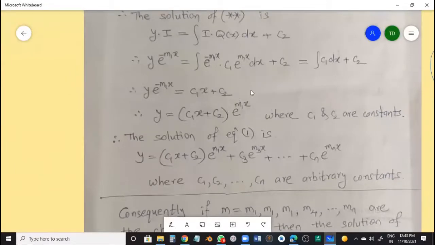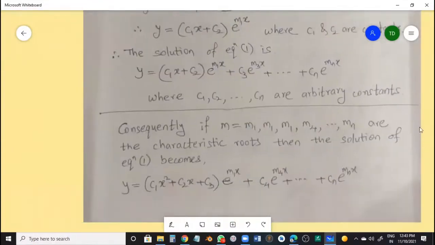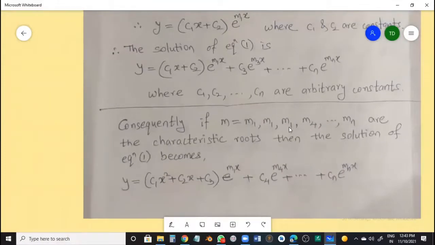If m1 is repeating twice, I get a polynomial with two terms times e raised to m1x. If it repeats thrice, here I have shown m1, m1, m1 thrice, then it becomes (c1x square plus c2x plus c3) times e raised to m1x plus the remaining terms. Got the fact? Any doubt here?